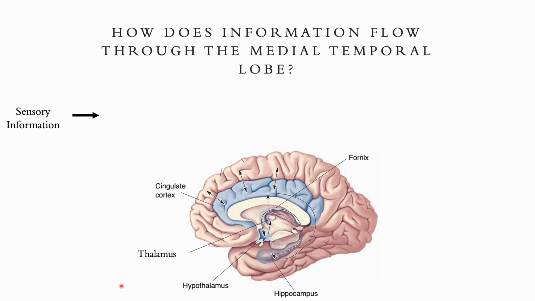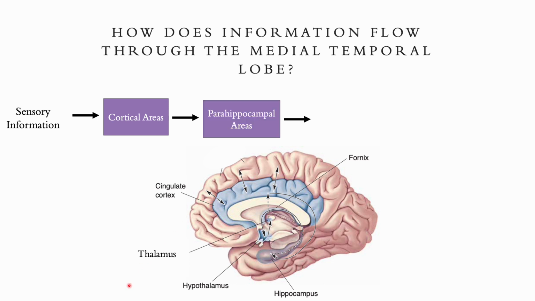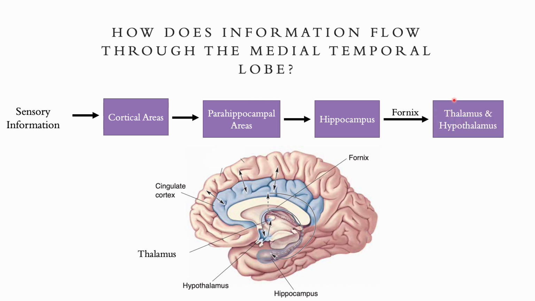So when we take in sensory information, cortical areas like the cingulate cortex can process those. And during this time, they could be like a short-term memory. Now, the parahippocampal areas are going to take in this information. It's going to be sent to the hippocampus and then to the thalamus and hypothalamus via the fornix. Now, remember, the fornix is a commissure. This is a large bundle of axons that can connect structures between the brain. And so the fornix specifically helps with communication between the hippocampus and the thalamus and the hypothalamus.